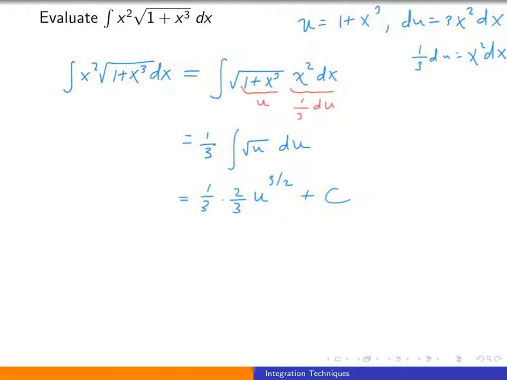So the last step that we are going to have when evaluating one of these indefinite integrals via substitution is to resubstitute. So looking way back up to the top here, the u is equal to 1 plus x cubed. So this u needs to be replaced with 1 plus x cubed. So this becomes 2/9 times 1 plus x cubed to the 3/2 plus c.